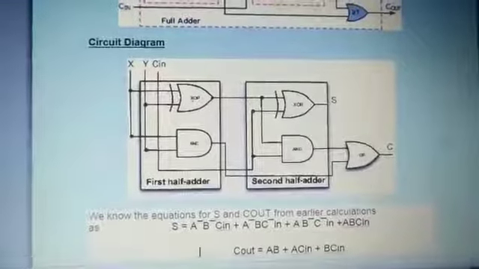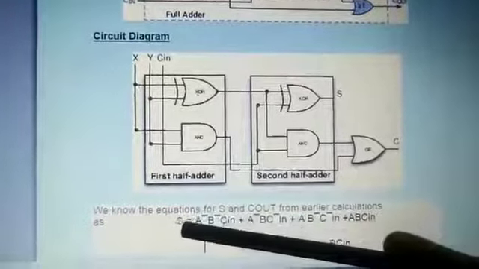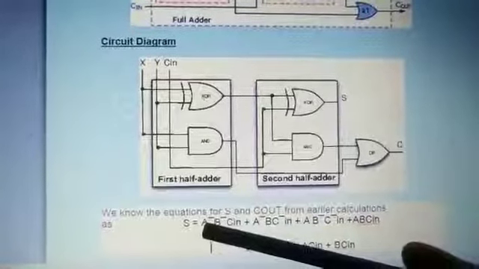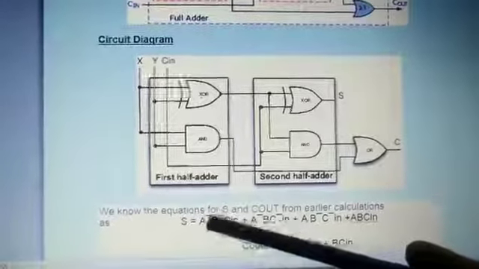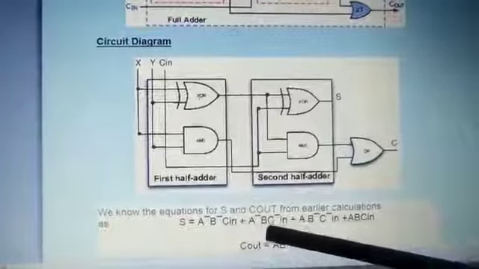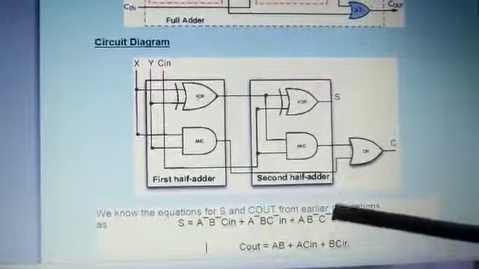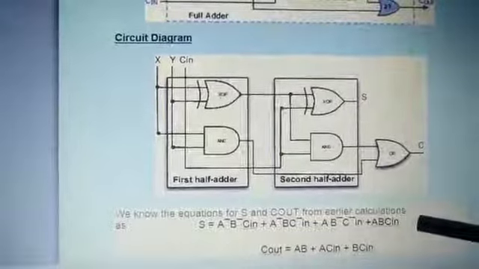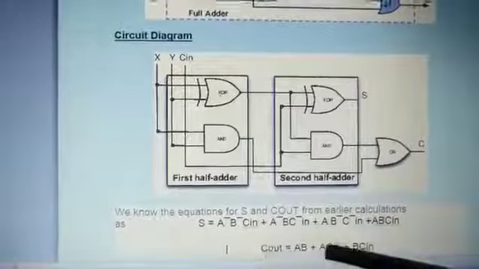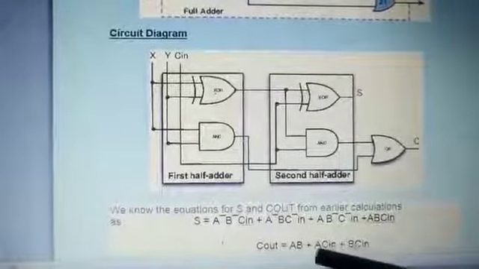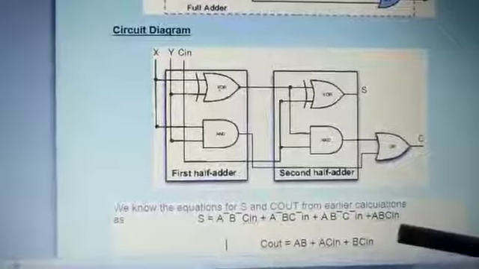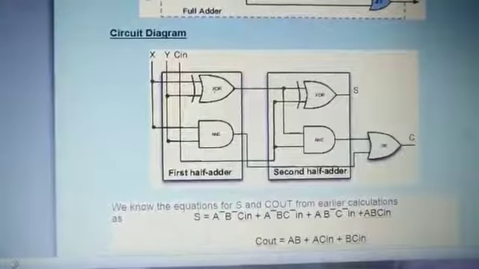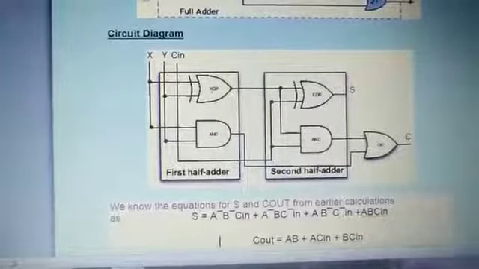Now how are we actually getting the final sum and carry output? Previously we have seen that the sum output of the full adder is A bar B bar C in plus A bar B C bar in plus A B bar C bar in plus A B C in. This is the expression we get. And the carry output we get is A B plus A C in plus B C in. So we are using two half adders, and how this expression leads to the full adder expression we will get to know.